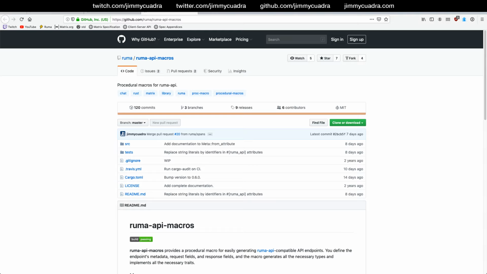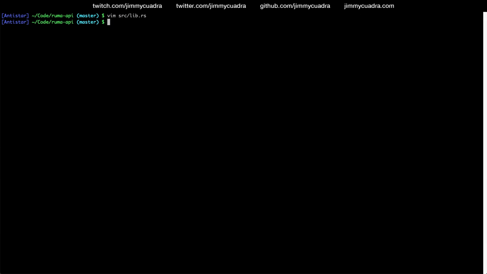So at the termination of the last stream, it was brought to my attention by Jonas, one of my co-authors on Ruma, that you can actually do a git merge between two repositories in order to keep the history of the repository that you're merging in.